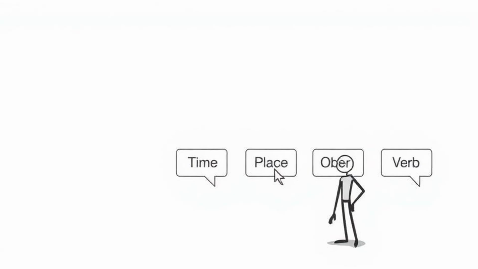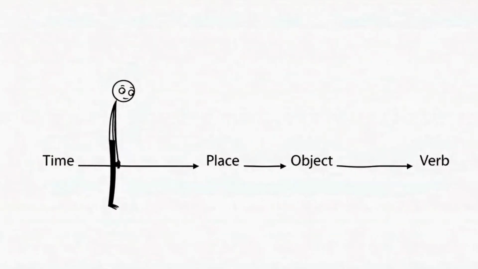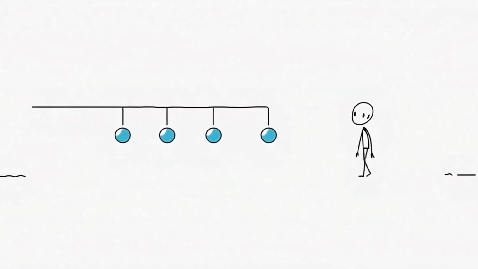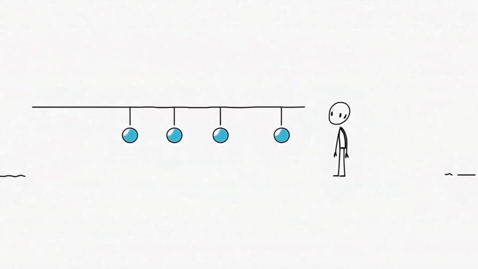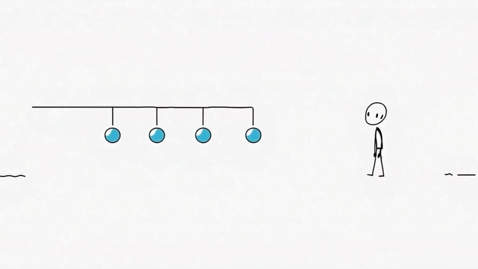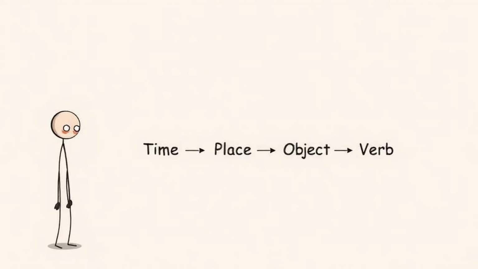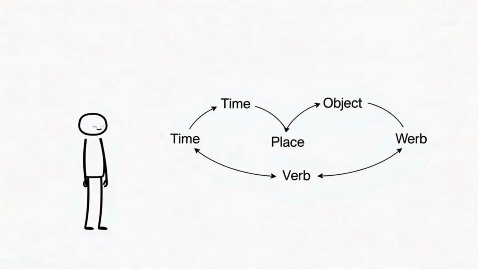This is the foundational blueprint. We can break this blueprint down into a simple four-part template. Think of it as TPOV: time, place, object, verb. This is the logical sequence that native speakers use instinctively. It is not random, it is a directional flow. Let's codify this into a working formula. The standard neutral sentence structure in Japanese follows this sequence: time, then place, then the object, and finally the verb.